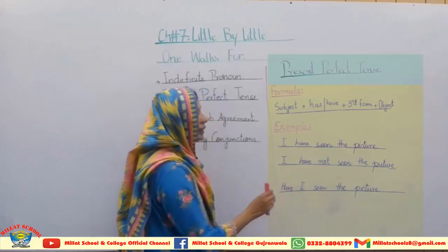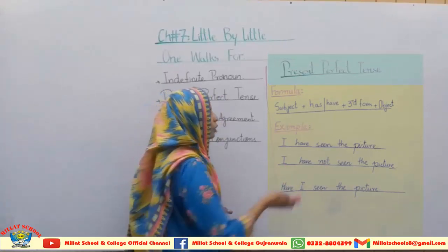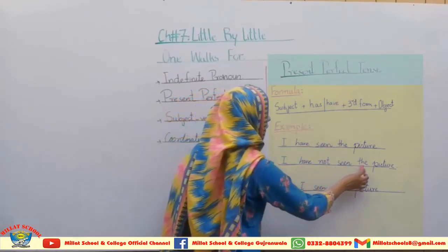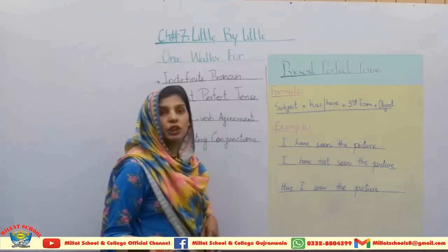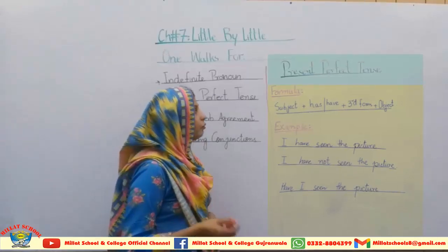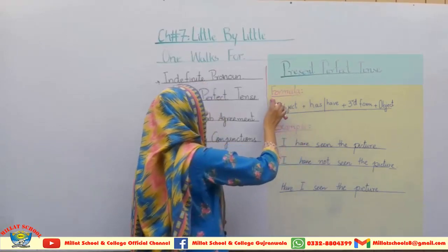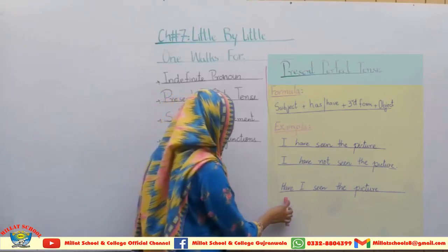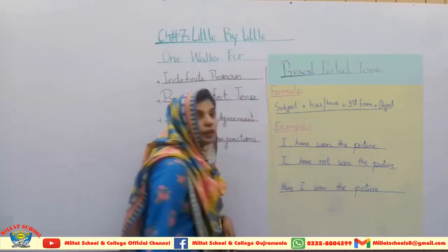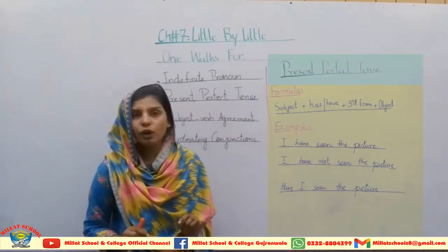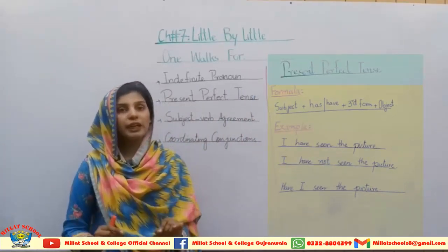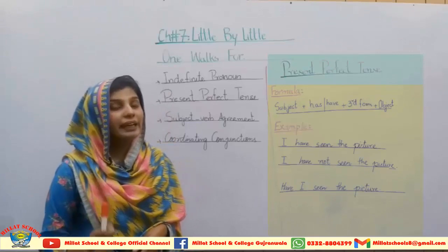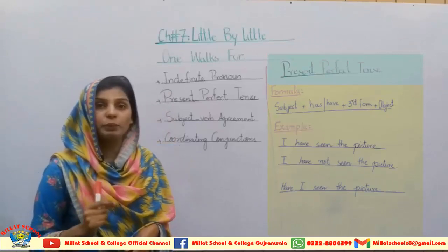When you are going to make negative sentences, what will you do? You will add not after the helping verb: I have not seen the picture. And when you are going to change these sentences into interrogative form, what will you do? The helping verb comes at the start of the sentence: Have I seen the picture? So students, this should be very clear for you, a very simple way to change the sentences in present perfect tense. So now I am coming towards the next grammatical content which is important from this chapter.